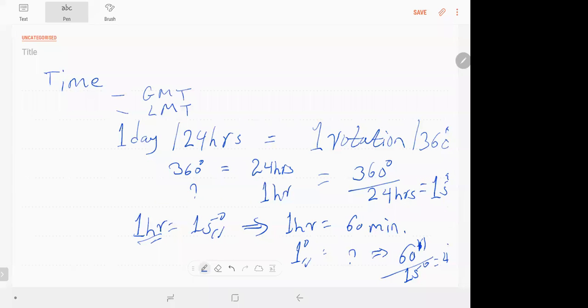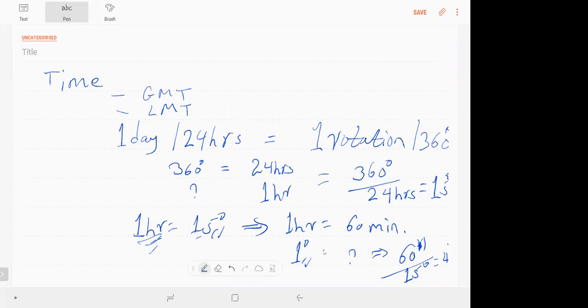For example, if a place named X is located at 1 degree and Y is located at 2, they have a time difference, and that time difference is 4 minutes. Or if they are located at GMT 0 and the other at 15 degree east, then they have a time difference of an hour. Therefore, the degree difference is 15. Is it clear? Okay, this is the way we calculate.